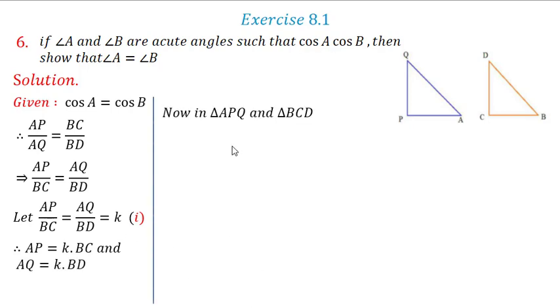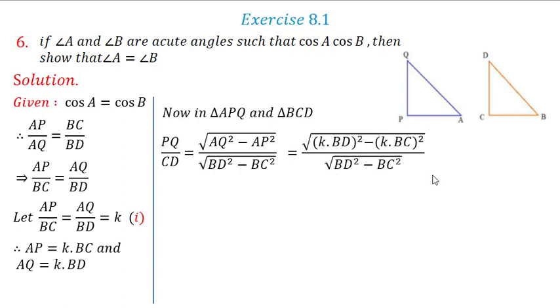Now in triangle APQ and BCD, as both are right angle triangles, using Pythagoras theorem I can say that PQ upon CD, you can see in the diagram PQ upon CD. So the value of PQ is square root of AQ square minus AP square, and CD is square root of BD square minus BC square. Now I will put the values which I have written here.